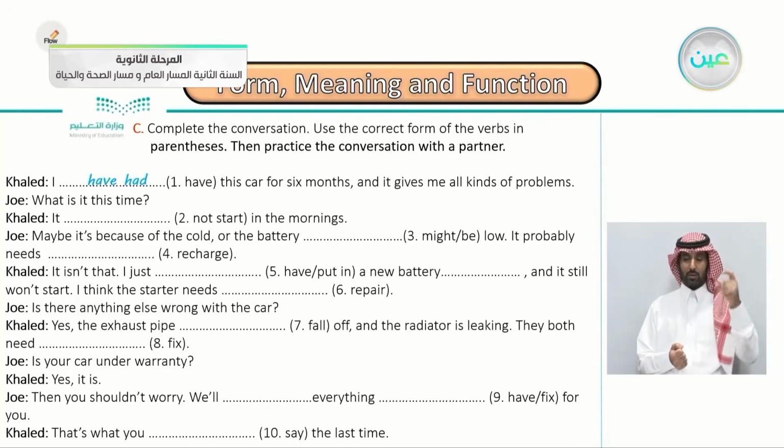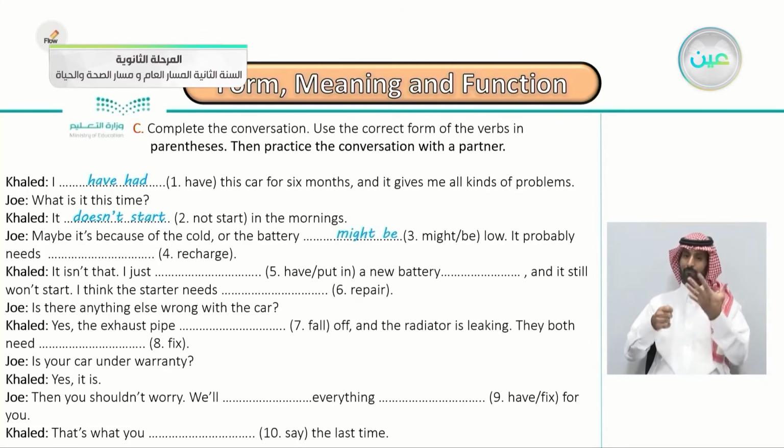Joe, what is it this time? When he said, what is it this time, it means that his car is always having troubles. He said, Khalid, it in the mornings. And the verb is not start. Yes, very good. It doesn't start in the mornings. Joe said maybe it's because of the cold, or the battery might be low. It probably needs what? Very good. To be recharged.